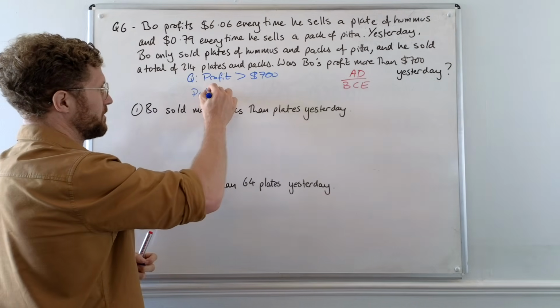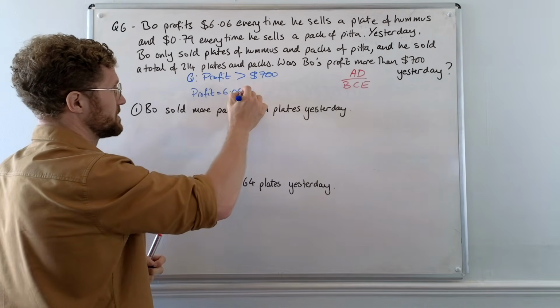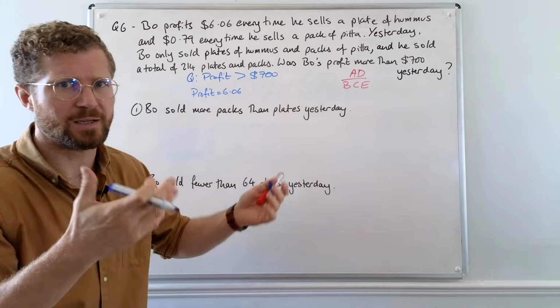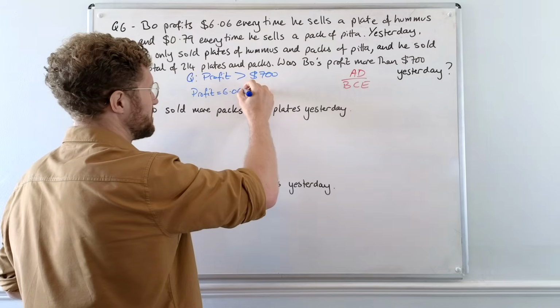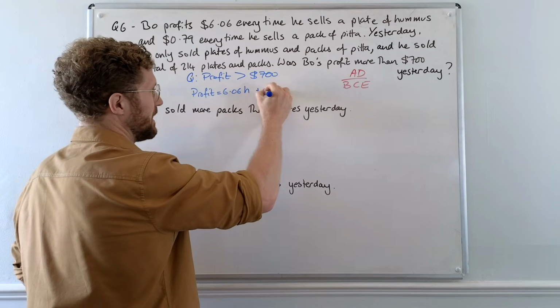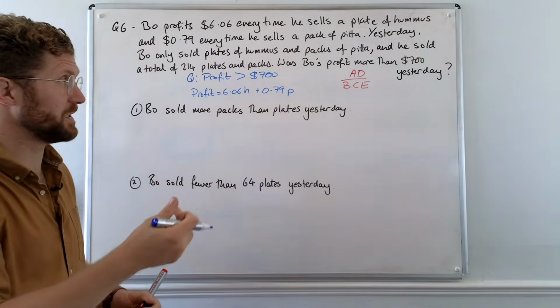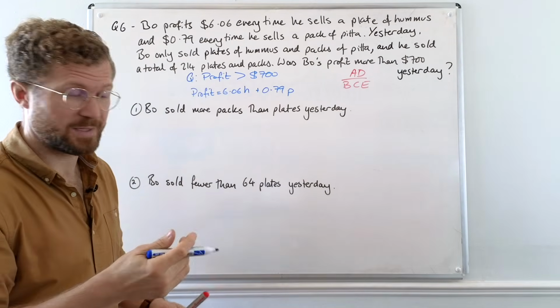Now, from the first sentence, I can generate an equation for the profit. Bo's profit is going to be $6.06 for every plate of hummus. Now, we've got a lot of P's. We've got plates, we've got packs, we've got pitas. I'm going to call his plates of hummus H, and he profits 79 cents for every pack of pitas, so let's call those P. 79 cents for every pack of pitas.